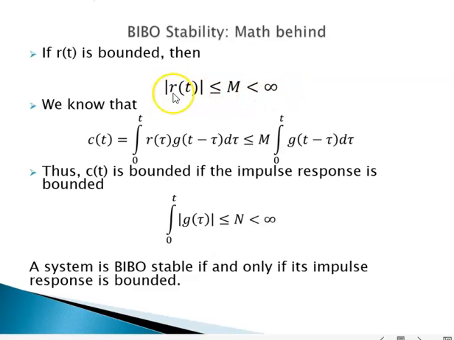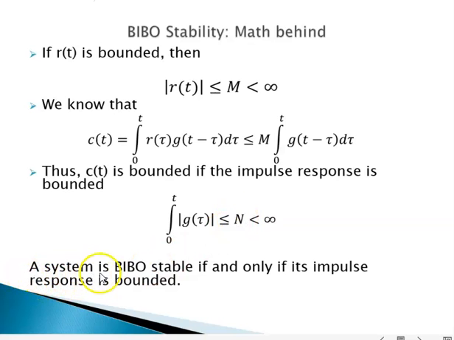We use this information in the convolution integral and say that c(t) is less than or equal to M multiplied by this integral. That is, in place of r(t) we put M. If you put the maximum value, then this equal to has to be substituted with less than or equal to. Thus, if we want c(t) also to be bounded, this integral better be bounded by a value.